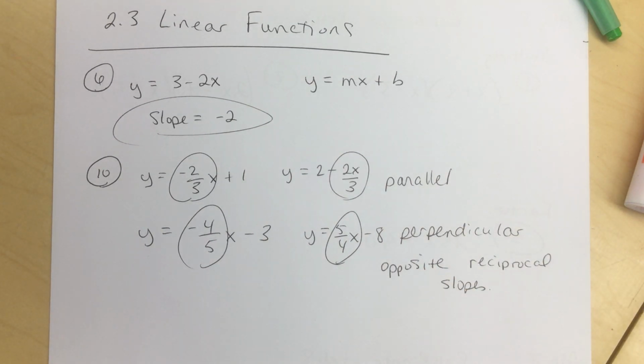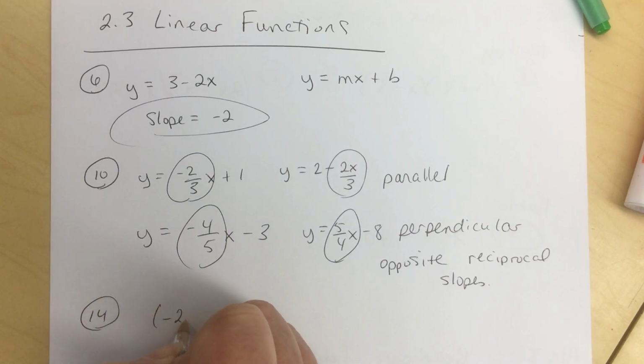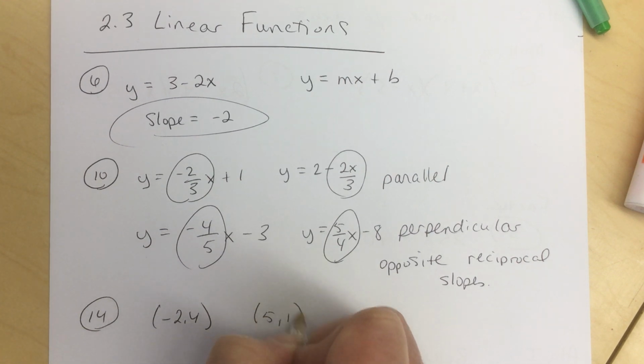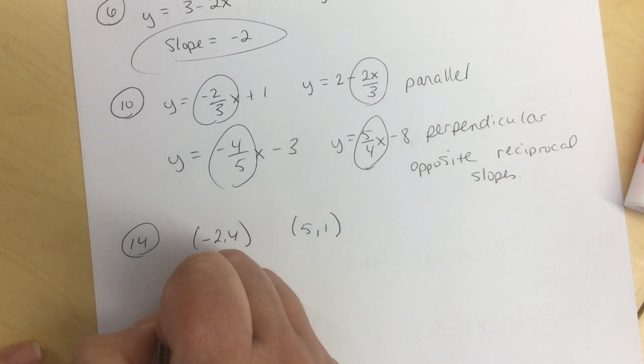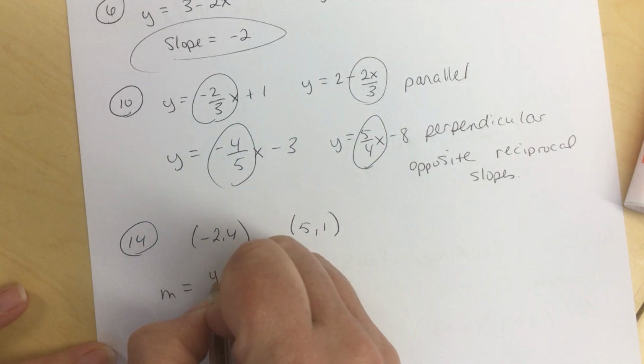Okay, number 14 gives you the ordered pair -2, 4, and 5, 1, and says find the slope. So the slope is what formula? Anybody remember off the top of their head? x2 minus x1 over y2 minus y1. Close, but not correct. What did he do wrong? He said x2 minus x1 over y2. Gotta switch them. The y's go on top.